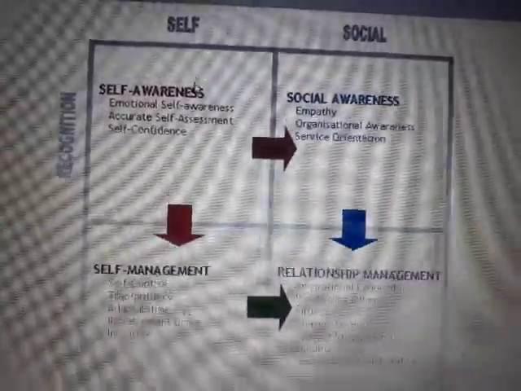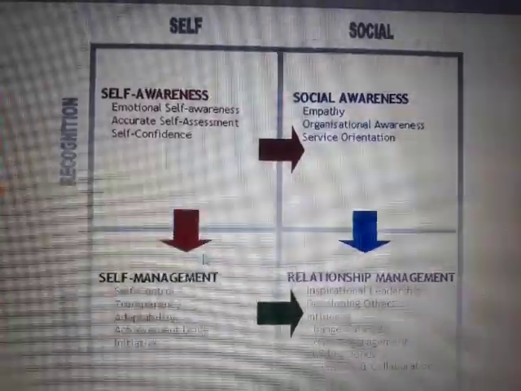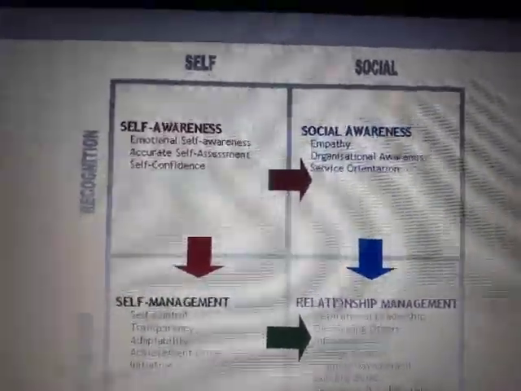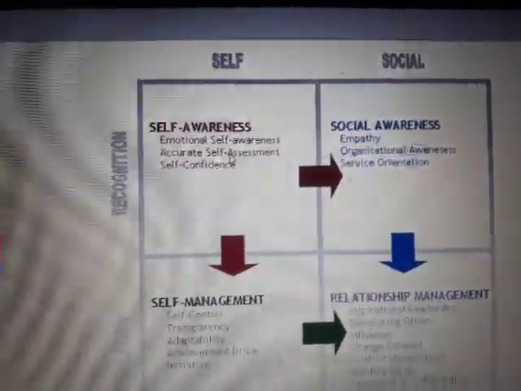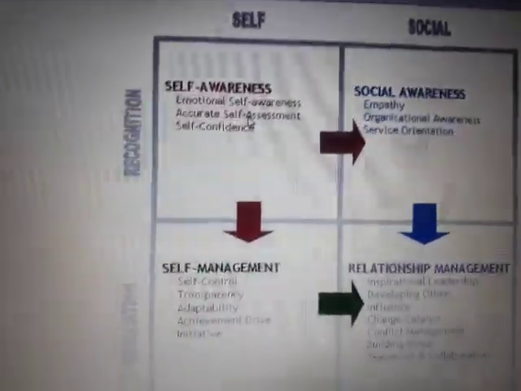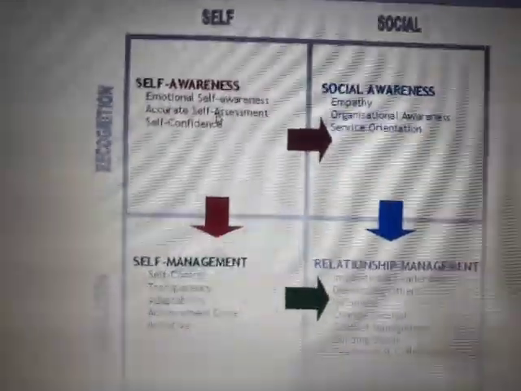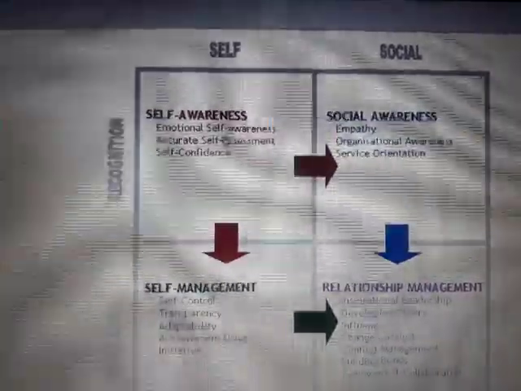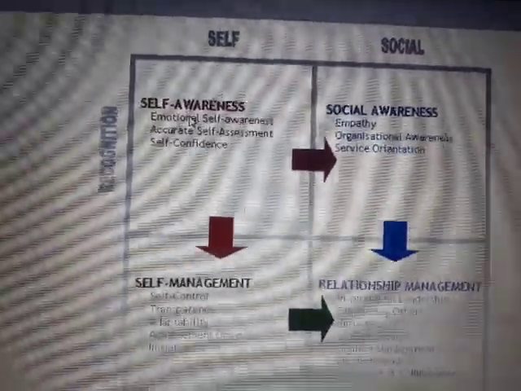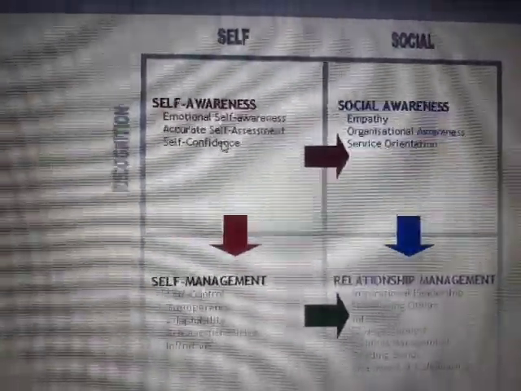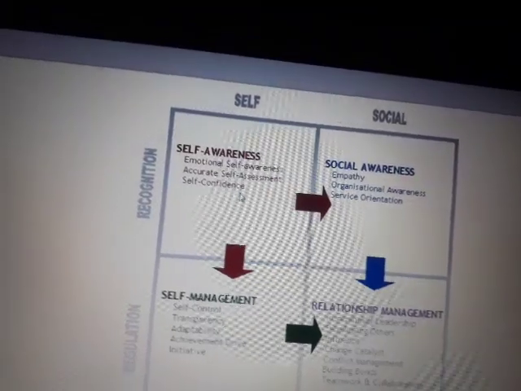Now, within each of those, we have become familiar with the 4 domains. That's self-awareness, self-management, social awareness, and relationship management. Under each one, there are learned competencies based on the underlying ability that make people stand out. Now, these are skills that can be developed. There are 12 competencies. Self-awareness includes 3 competencies.